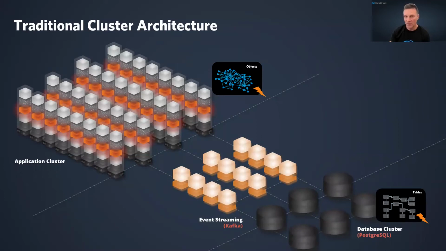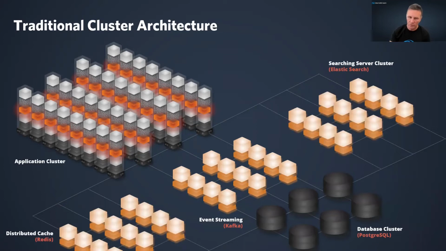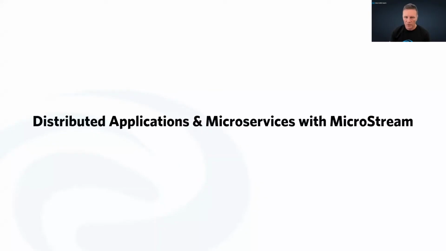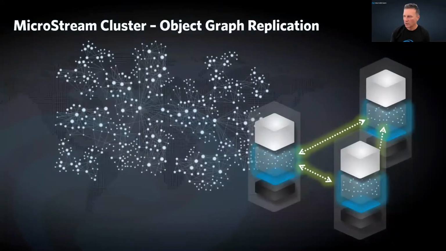And in practice, sometimes we add an Elasticsearch cluster or perhaps other solutions like event streaming, like Kafka. So architecture gets more and more complex. With MicroStream now, we are also able to build distributed apps and microservices, and we do it with object graph replication. So now we are able to replicate the object graph in memory through 100 or even more JVMs seamlessly.